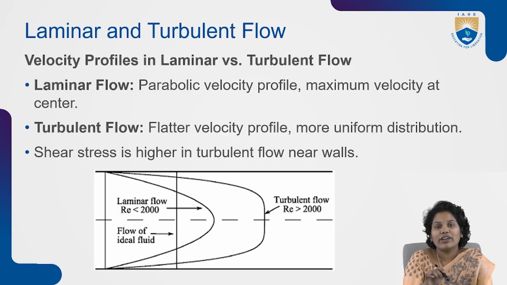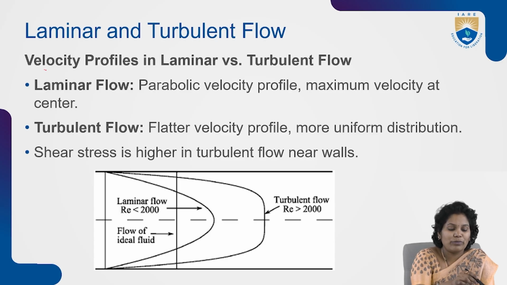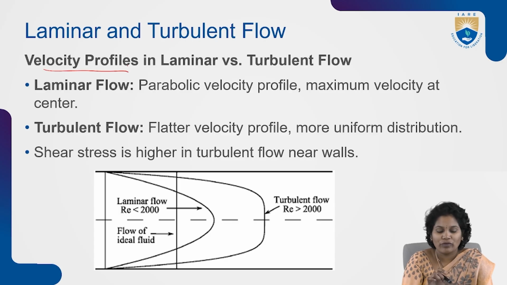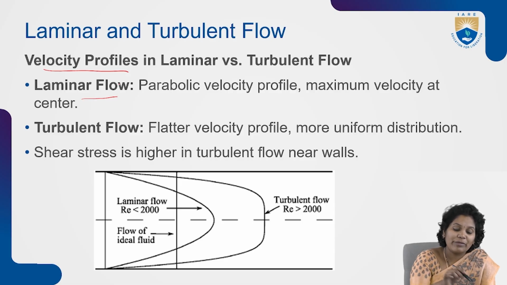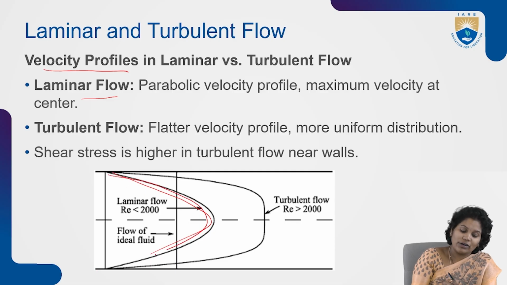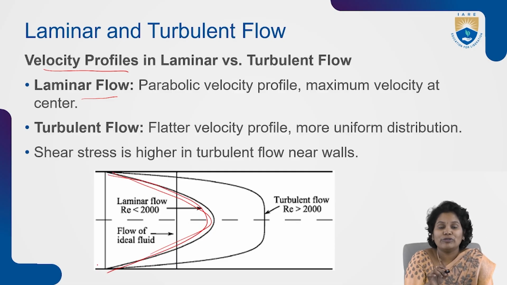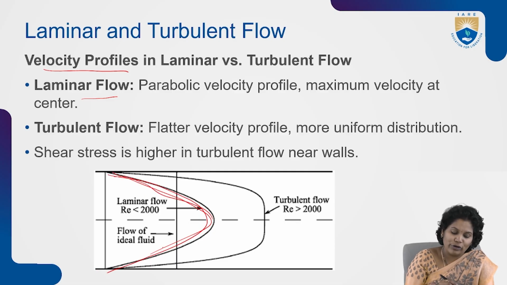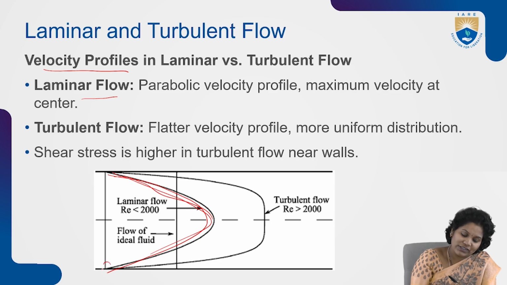Now, the next differentiation is velocity profile. In laminar flow, the velocity profile has a well-defined path. That's why we are saying the velocity distribution is parabolic. In the last class also we discussed this, right?